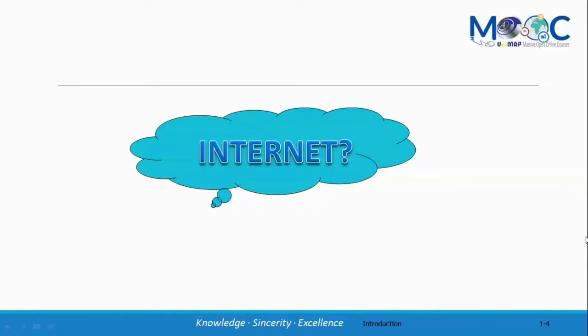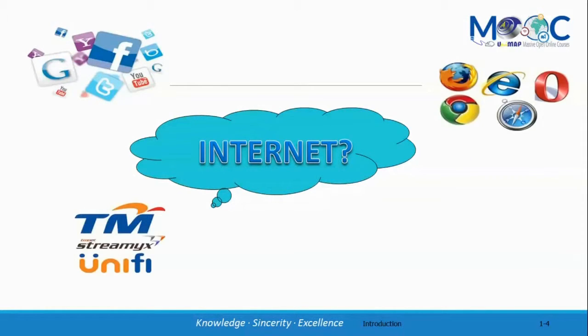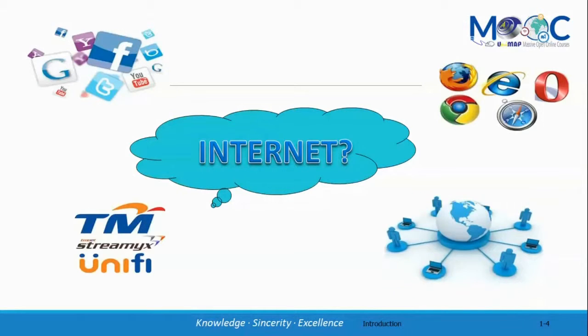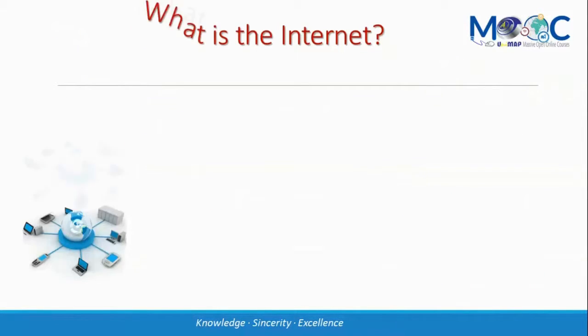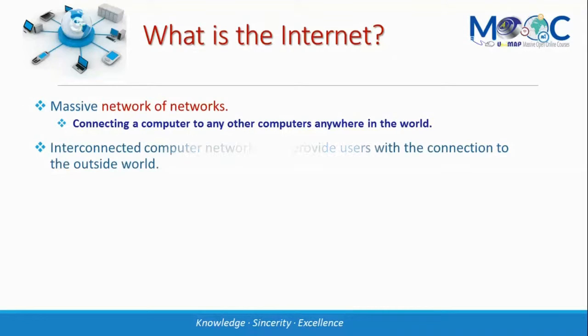So let's get started. What do you understand by the word Internet? Either this one, this, or this. By definition, an Internet is actually a massive network of networks. It is used to connect a computer to any other computers in the world.